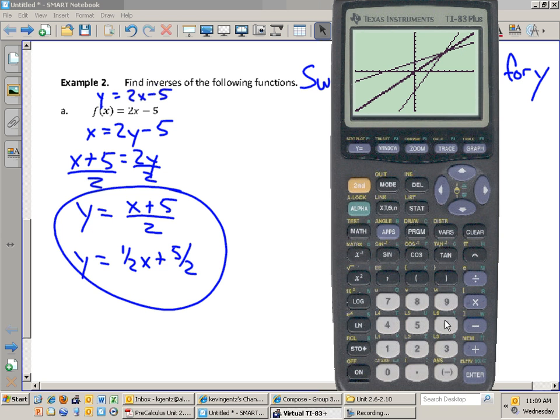Notice this. What's the y-intercept here? Negative 5. That becomes the x-intercept for the other one. You know, the domain and range values flip. So the y-intercept to this one is like, what, 2.5? And that happens to be the x-intercept of the other one. So they really do flip. So that's a way to check to see if you did it correctly.